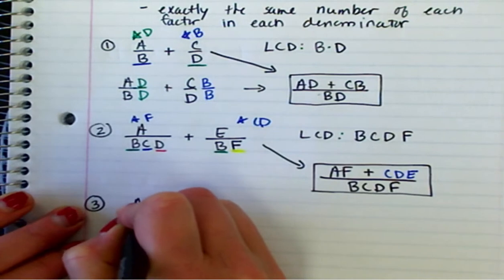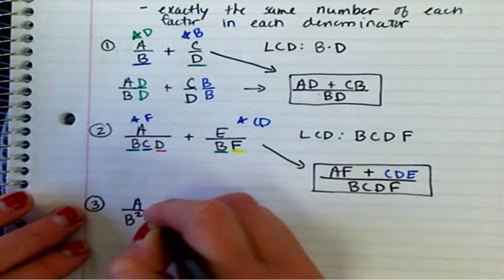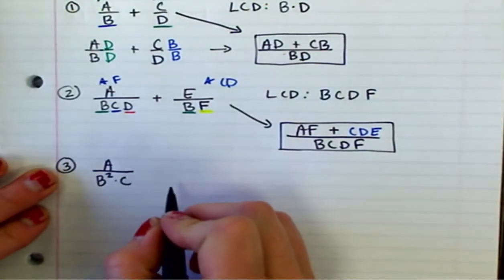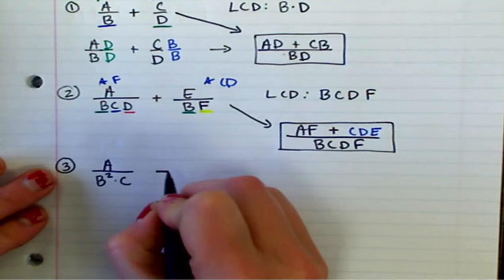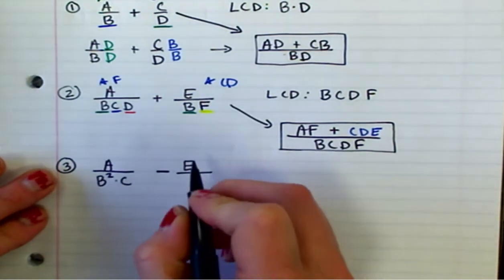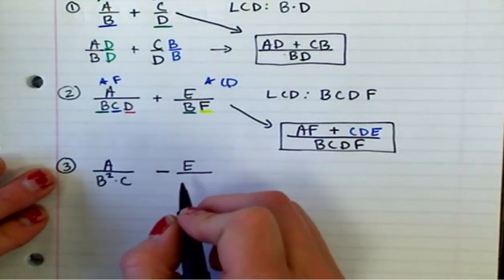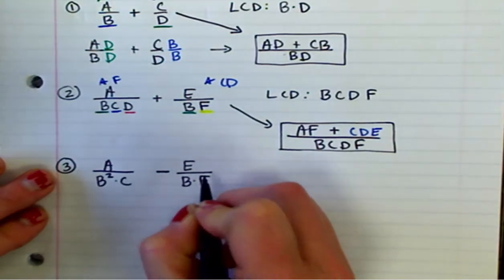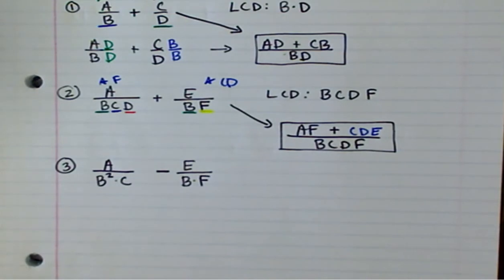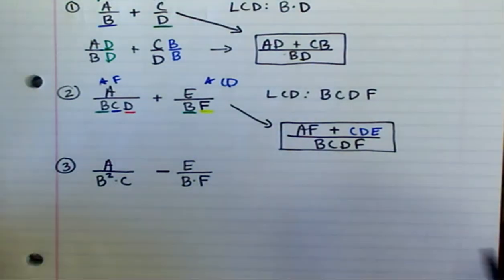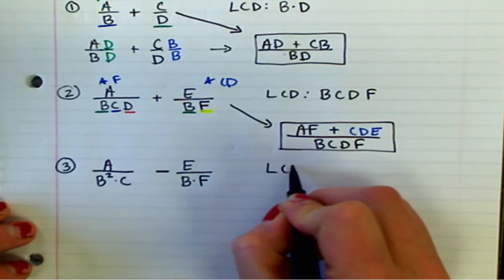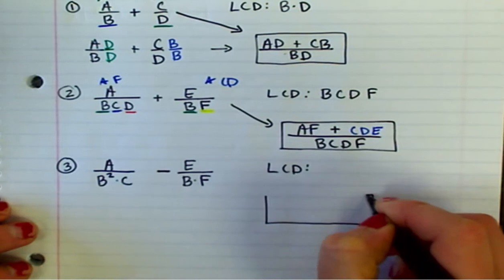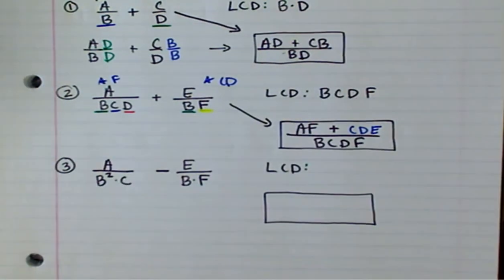This time I'm going to write B squared. I'm going to up the degree here. And why not? Let's put a minus in. E, B, F. All right, what is my least common denominator going to be? And what is the combined fraction going to be?